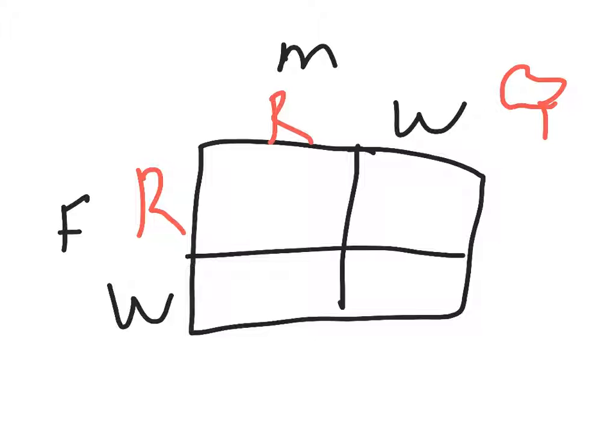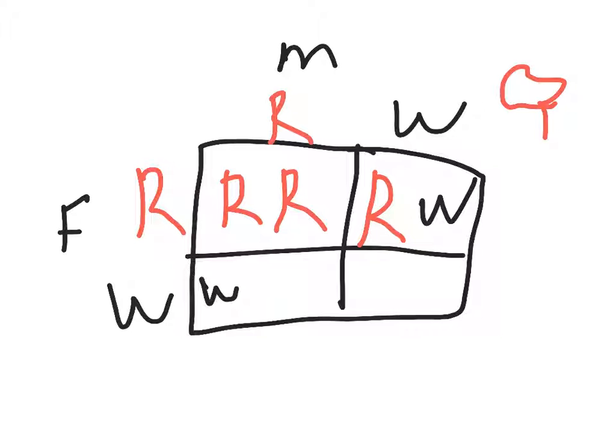So we have RR. Father donates an R, mother donates an R. For this square on the right, we have R, W, because mom donates a W. And here, father donates a W, and mother donates an R. Or finally, here we have WW.